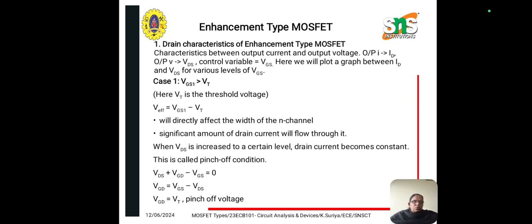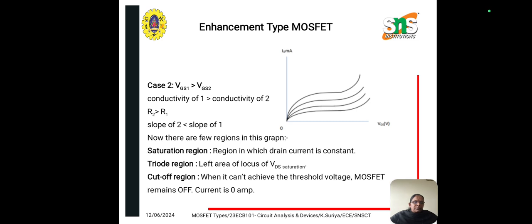In case 2, VGS1 will be greater than VGS2. So the conductivity of 1 will be greater than the conductivity of 2, which implies R2 is greater than R1, and the slope of 2 will be greater than the slope of 1.